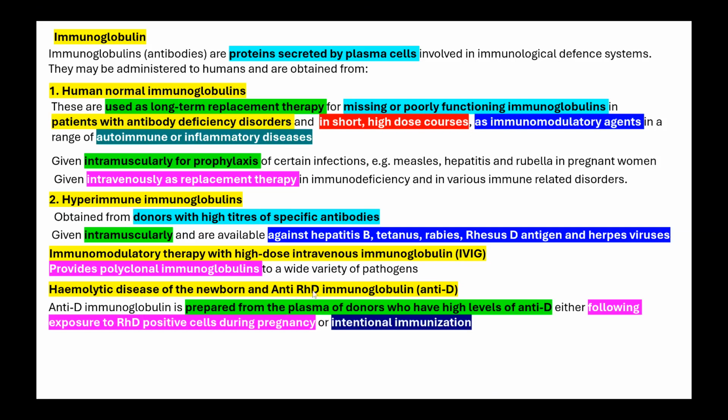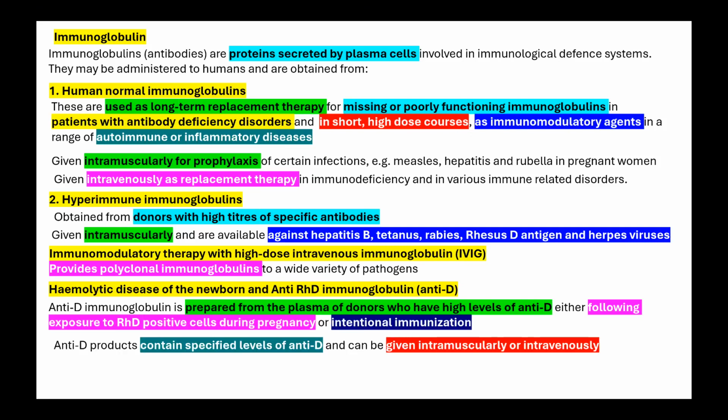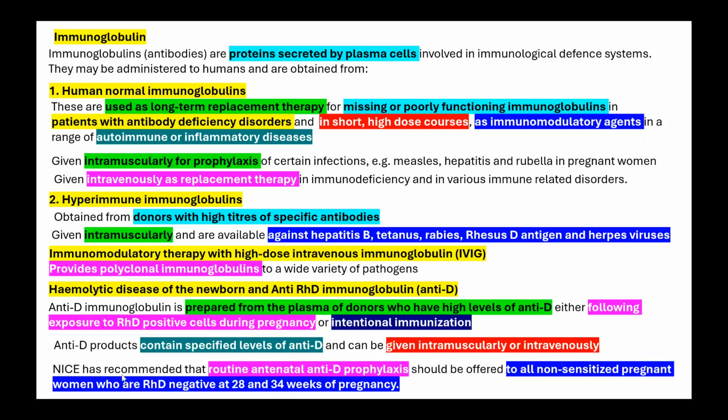So you can immunize the mother against this by giving her the immunoglobulin. So mothers who have Rh negative blood should get immunized if they want to conceive again and have a second baby if they have had a normal child for the first delivery. So NICE has recommended that routine antenatal anti-D prophylaxis should be offered to all non-sensitized pregnant women who are Rh negative at 28 and 34 weeks of pregnancy. Okay.